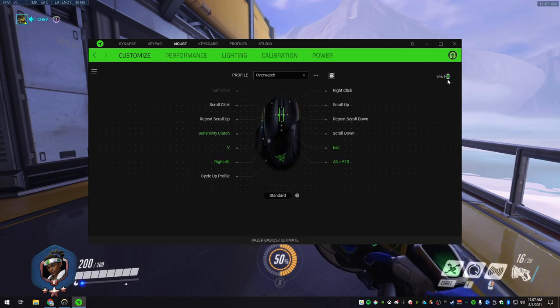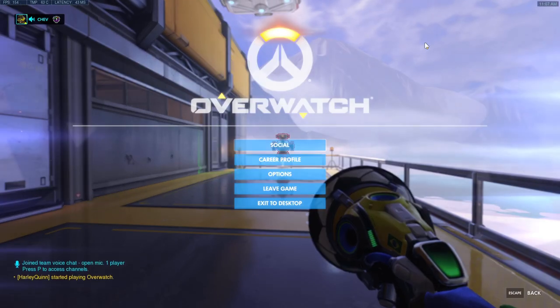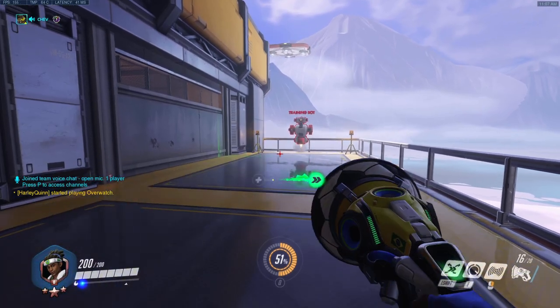Okay. 98% and charging. I haven't even unplugged it. Why is it at 98%? Anyway, is it working now? There we go. Okay, these buttons are working.